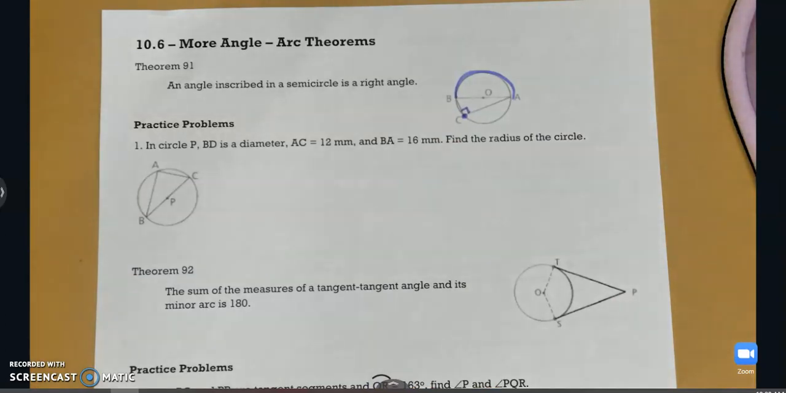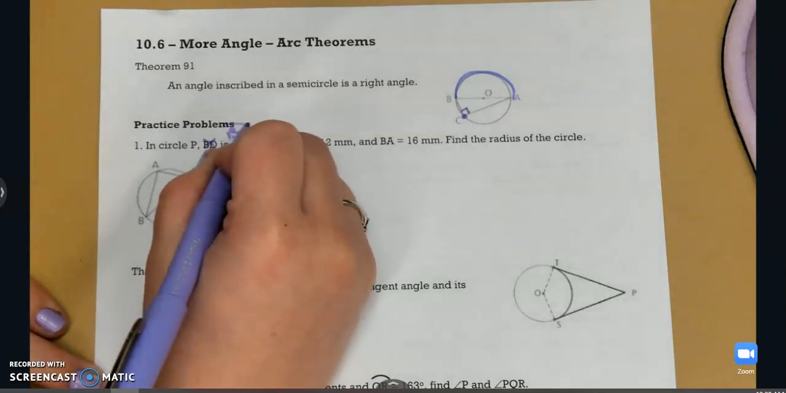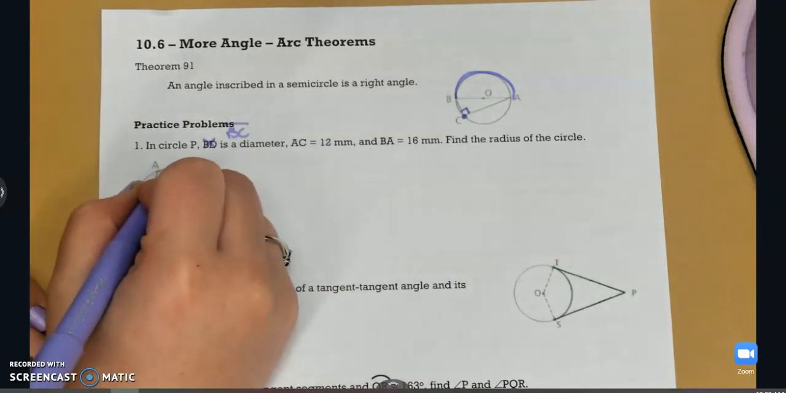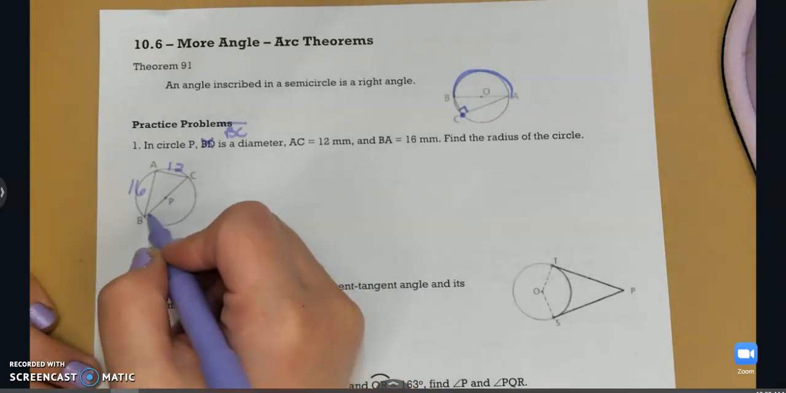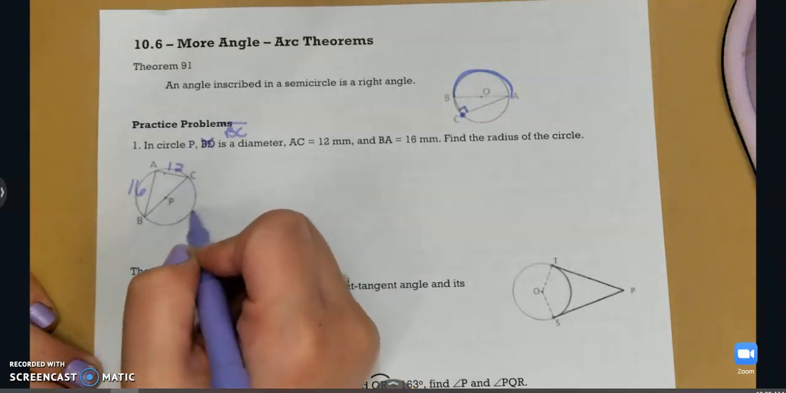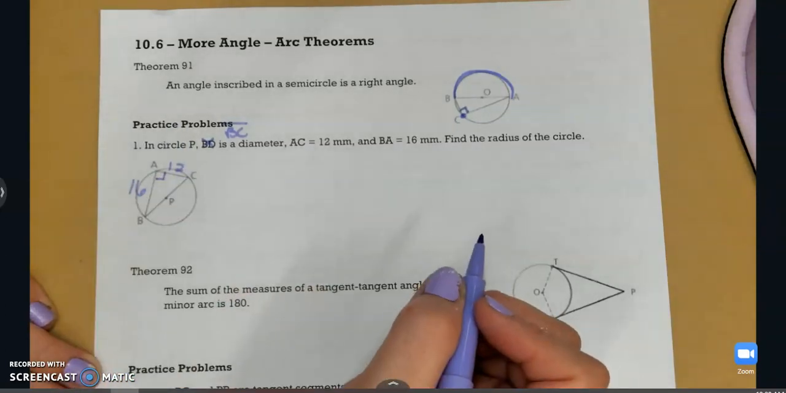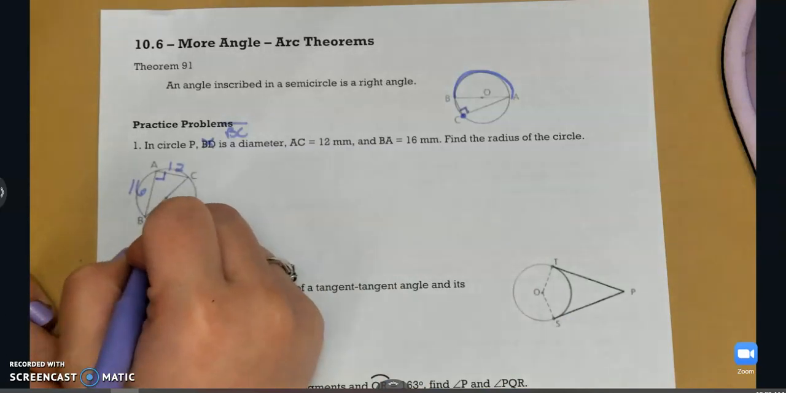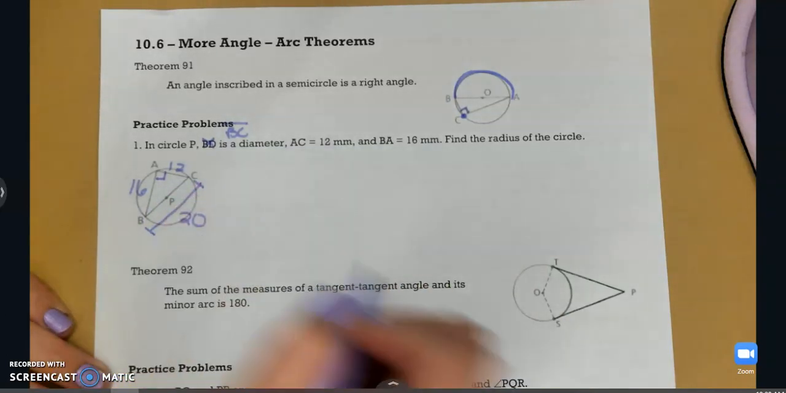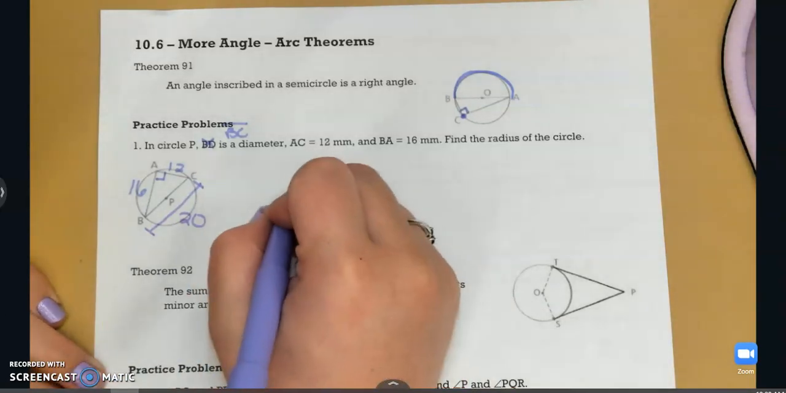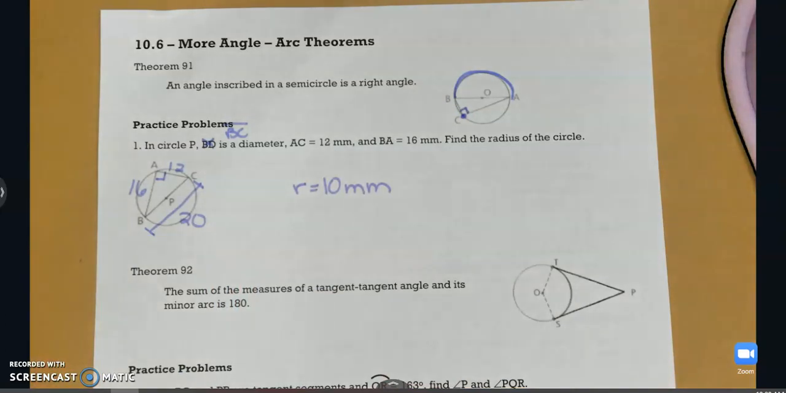Let's look at this practice problem 1. In circle P, this should say BC is a diameter. AC is 12, BA is 16. Find the radius of the circle. Well, this angle BAC intercepts a semicircle, which makes this a right angle. So I can use Pythagorean theorem or my knowledge of triples to find BC, which is the diameter, and that is 20. If my diameter is 20, my radius is going to be half that, or 10.